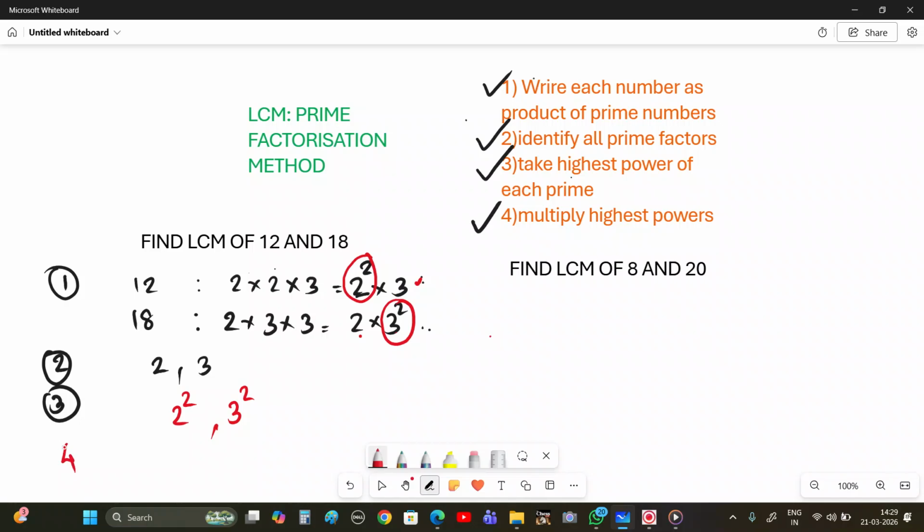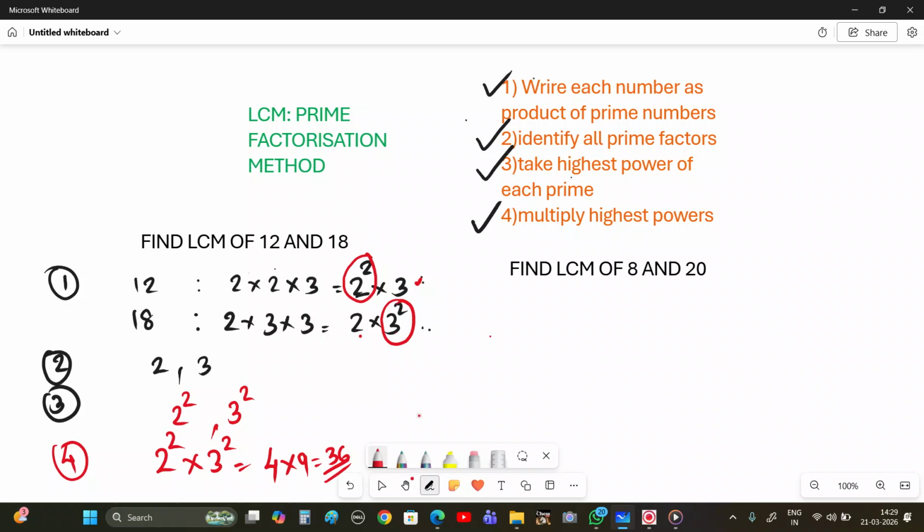And in the last step, what you have to do is just multiply these highest powers. That means 2 square times 3 square. You know 2 square is 4, 2 times 2. 3 square is 9, 3 times 3. Multiply them, you will get 9 times 4 as 36. So these are the 4 steps that you have to do for finding the LCM using the prime factorization method.